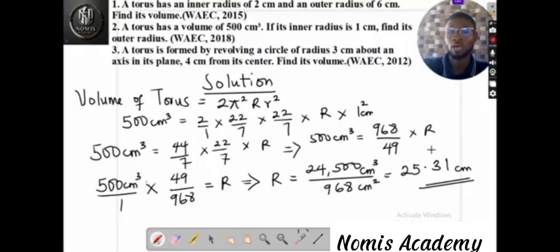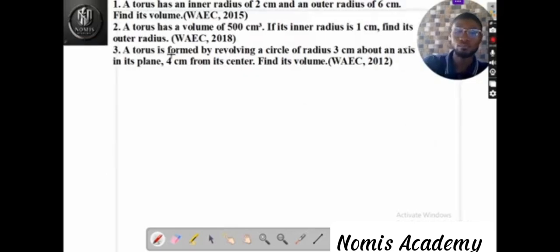Now we are to calculate the volume. Now axis in its plane 4 centimeters from its center now tells that what? The outer radius is 4 centimeters. So let's get into solving that question. So the solution.